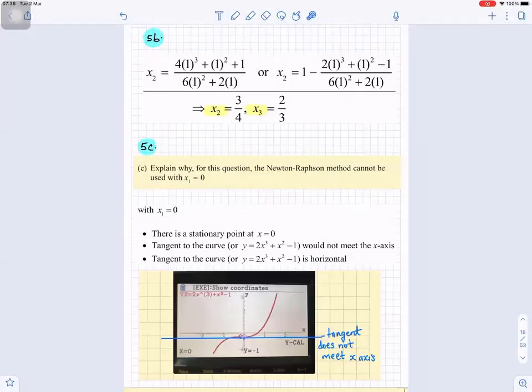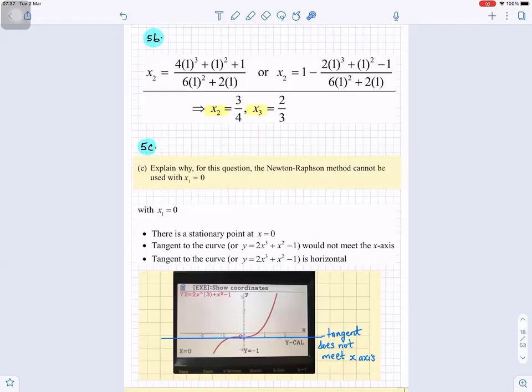So this is showing you a neater version of question 5b. x2 is 3 over 4 and x3 is 2 over 3. It's the same thing, but it's just been typed and done neatly. And for 5c, explain why for this question the Newton-Raphson method cannot be used with x1 equals to 0.